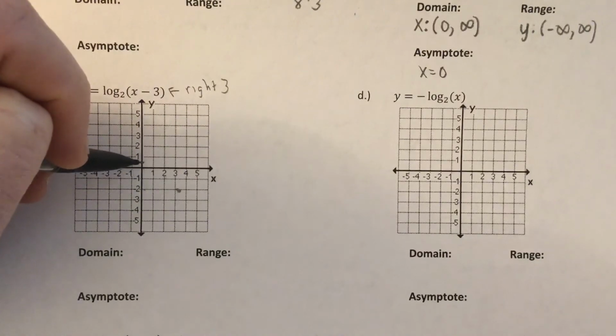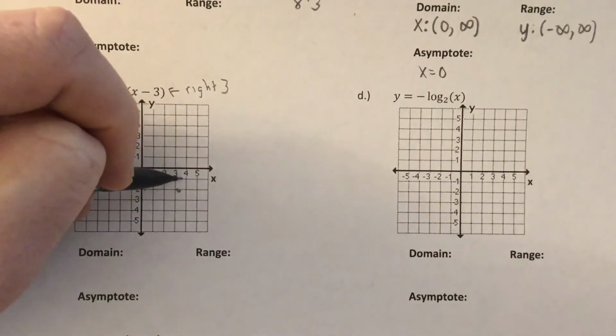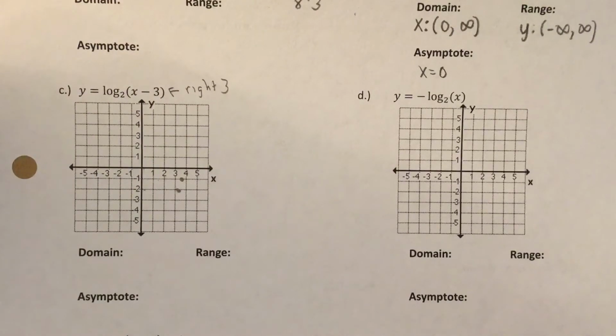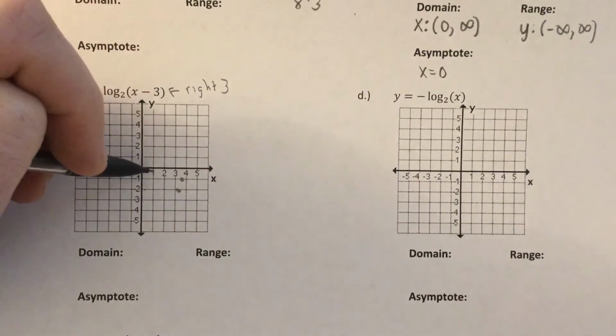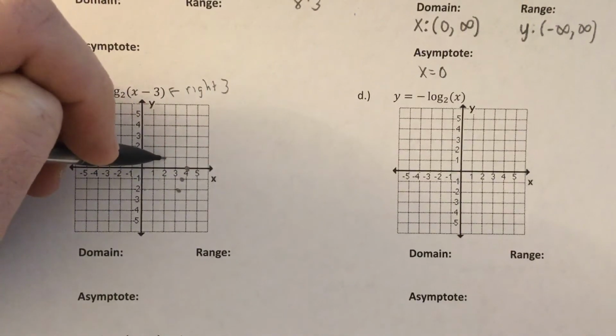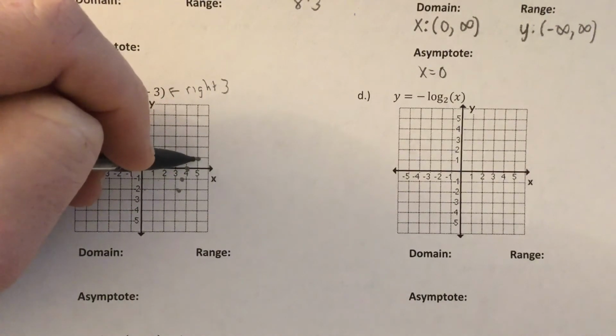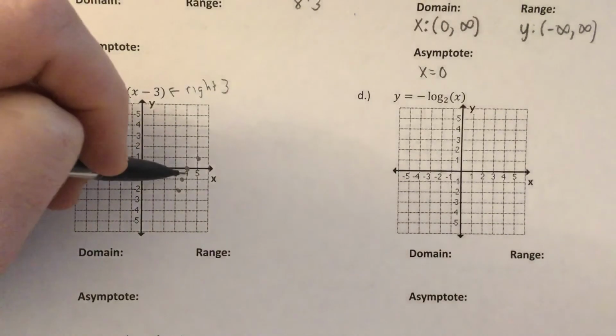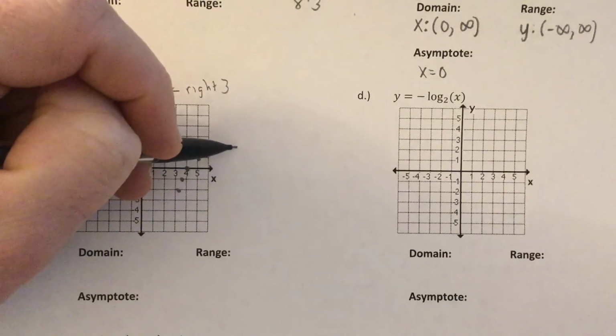And then my next point was 1/2, negative 1, moving that right 3. So 3 1/2, negative 1. And then we are at 1, 0, moving that right 3 would be 4, 0. And 2, 1 would now be 5, 1. And then our last point of 4, 2 would not fit anymore, but it would be around over here.